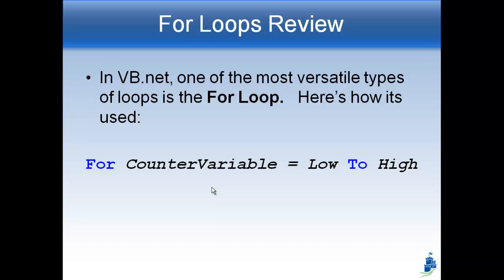And then we say equals, and then we say a low number to a high number, usually. So we would say 1 to 10. And that would mean that every time we go through the loop, the code in the middle would execute until we get to the next. And then we would go back to the beginning. The counter variable would get increased by 1 and keep going until we get to that high number.